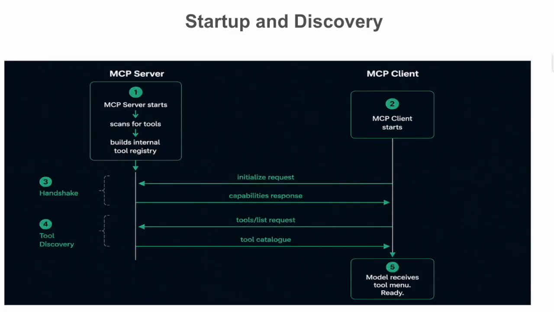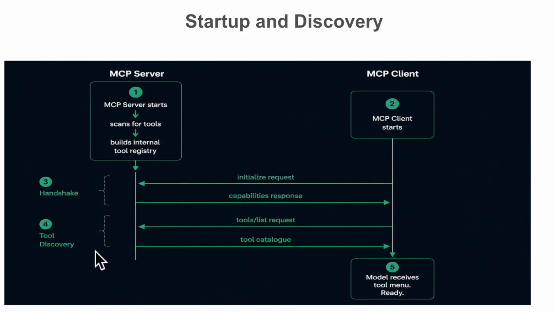Then the MCP client starts on the other side. It knows the server's address. It reaches out and introduces itself. The server responds. This is the handshake. After this moment, the two sides know each other.